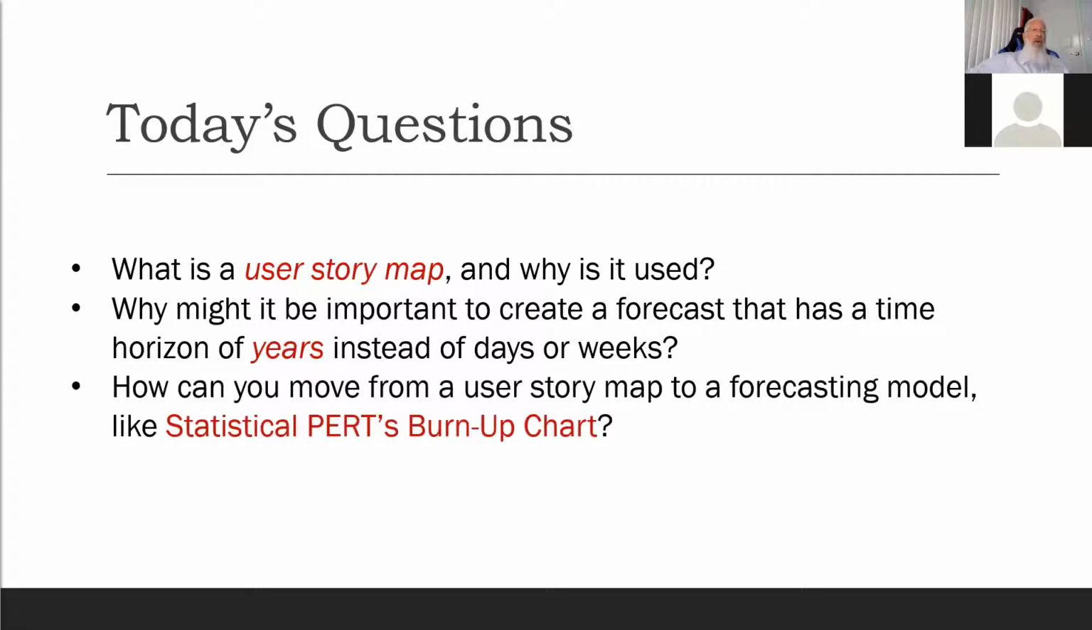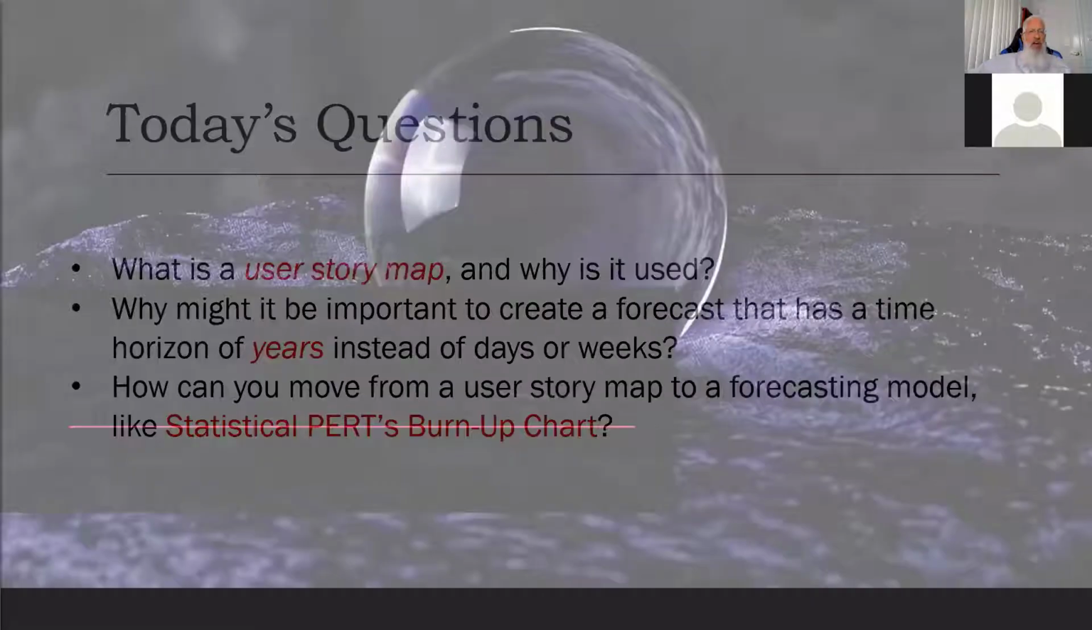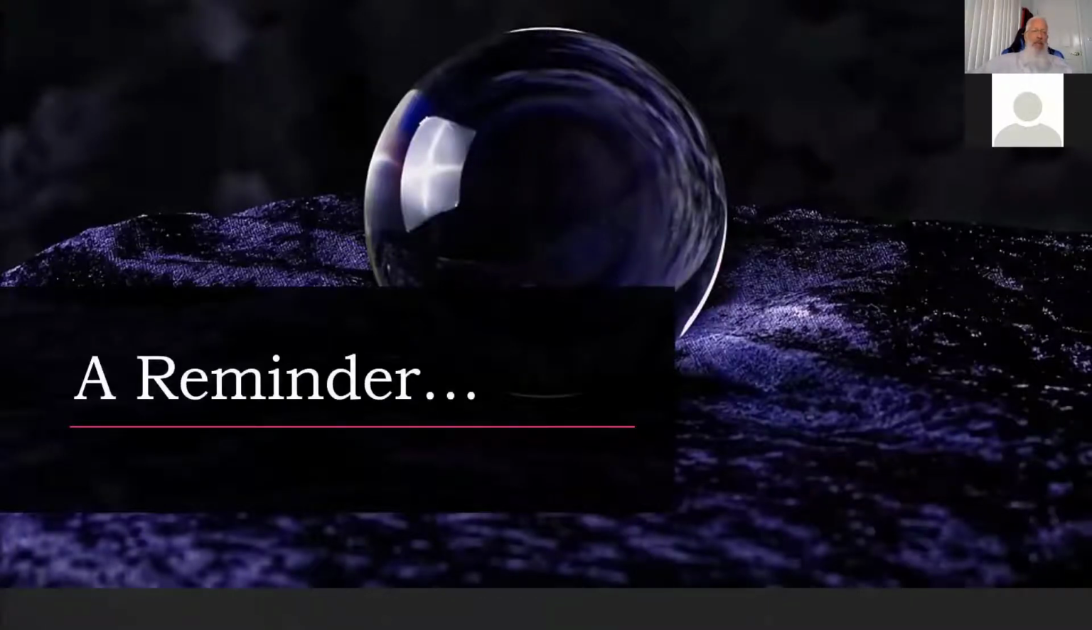And then thirdly, the third question is, how can we move from a user story map to a forecasting model, such as the one that I created, which is called Statistical PERT, and particularly the worksheet called the Burn Up Chart worksheet. So let's dig in. I like to begin with a reminder, though.